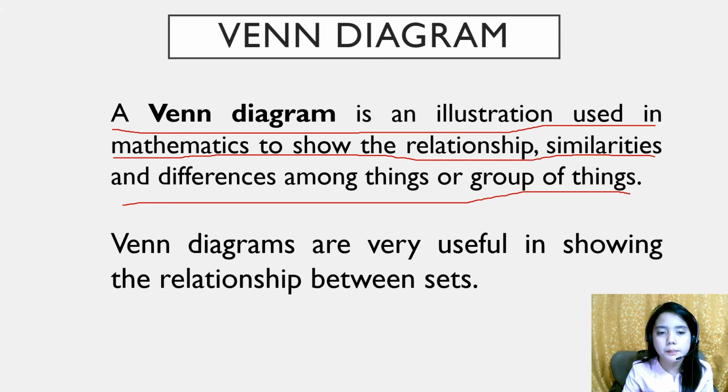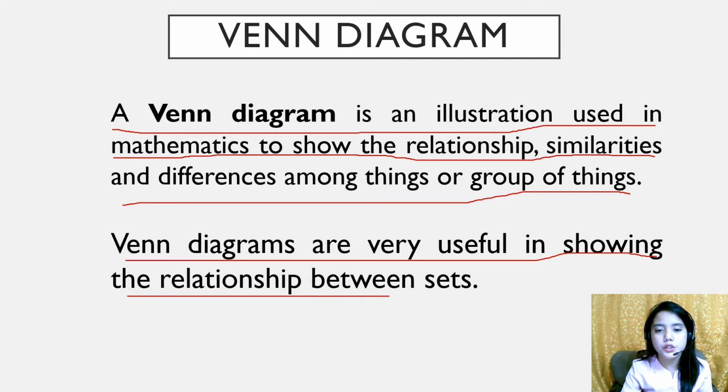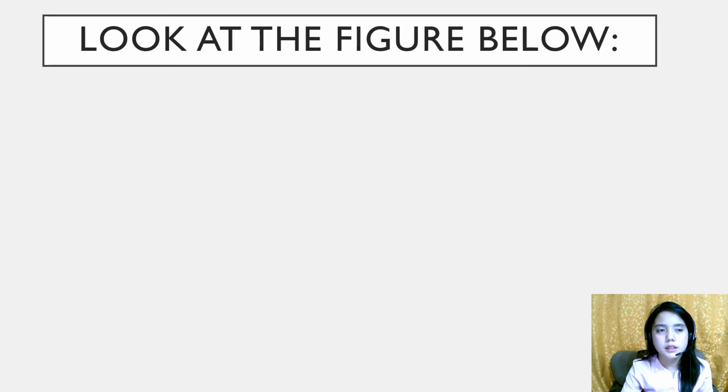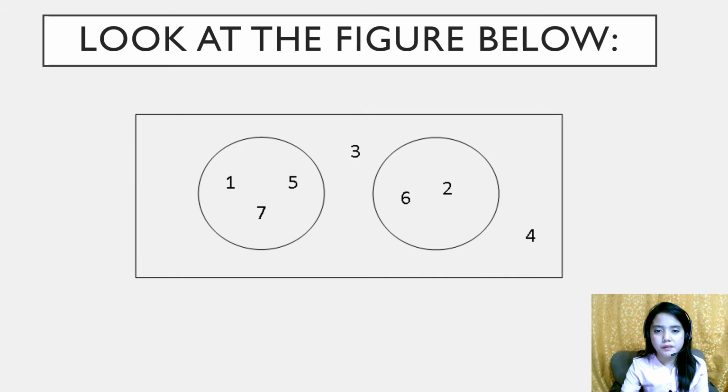Okay, let's have an example. Okay, Venn diagrams are very useful in showing the relationship between sets. Okay, let's look at the figure below. Okay, we have this one. What can you observe? Okay, we have two circles, a box, and the different numbers. Okay, let us name the box. Let us name the circles A and B, and the whole box as U.